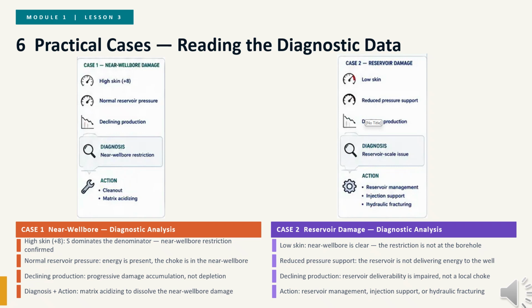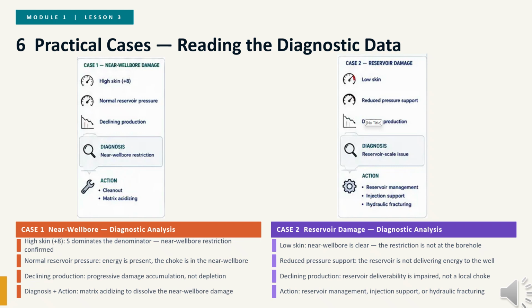Case 2. Low skin. Declining pressure support. The near wellbore is clean. The reservoir cannot deliver. That is not an acid problem. That is a reservoir problem. You need injection or fracturing. Now lock this in. Same symptom. Opposite diagnosis. Opposite treatment. This is where engineers fail.